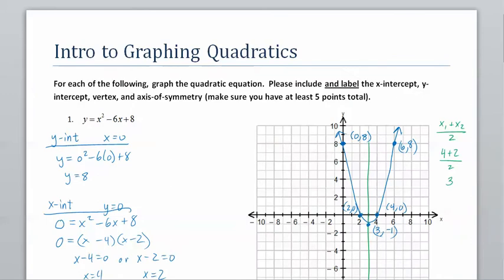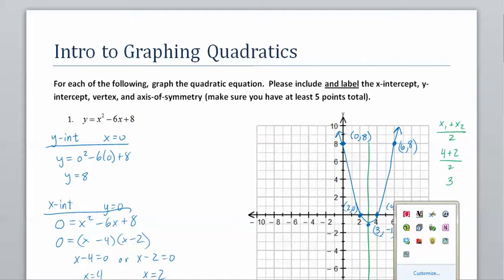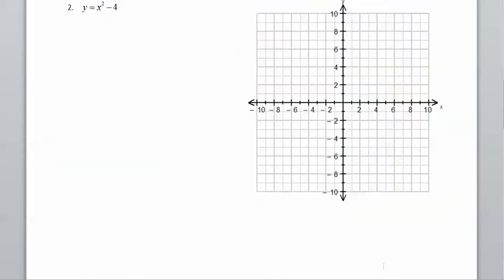And then we will move along. So here's question number 2. We've got y equals x squared minus 4. So let's try this one out.